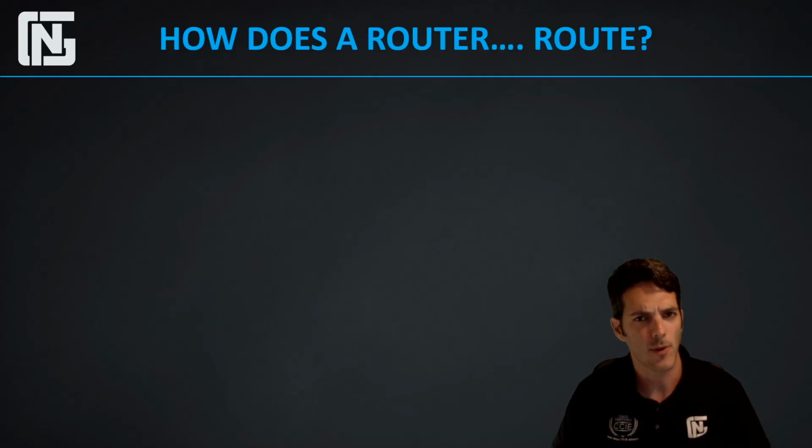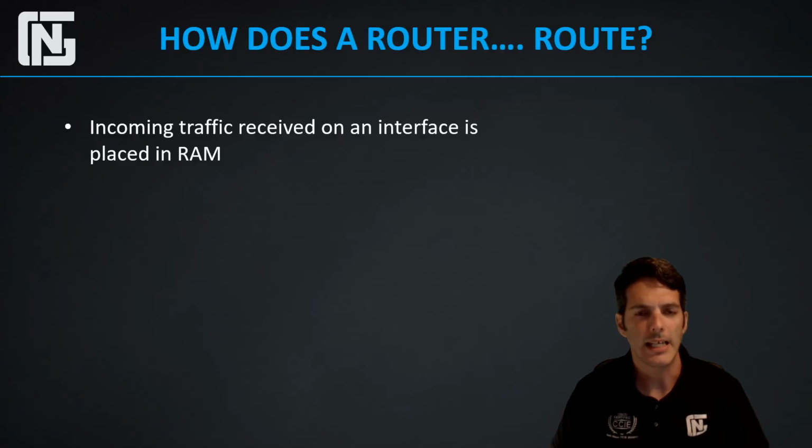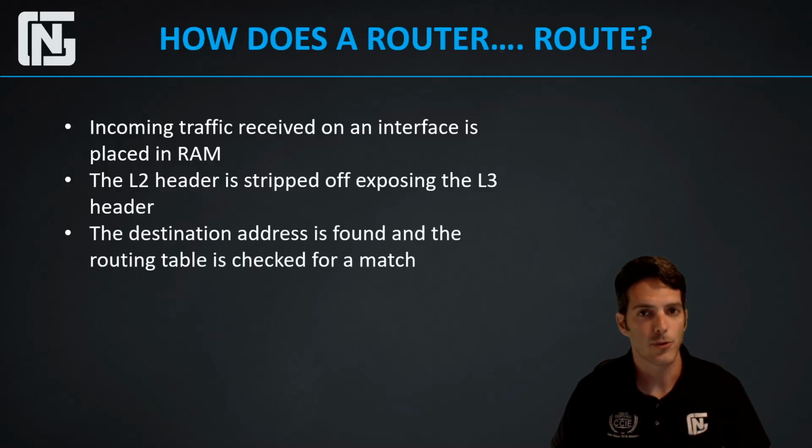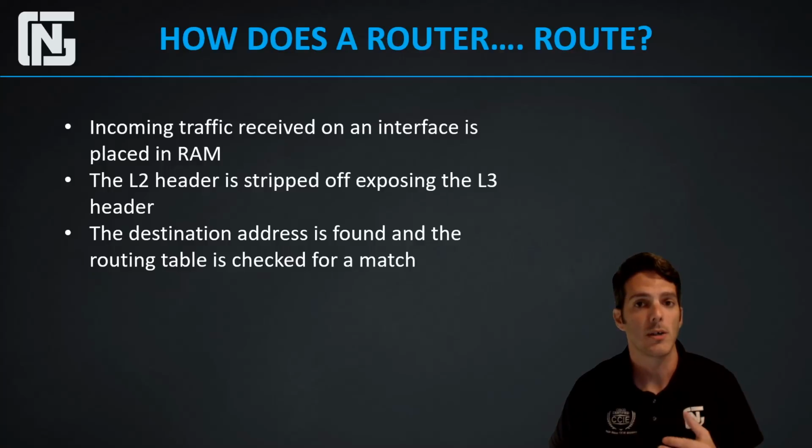So how does a router route? Any incoming traffic received on an incoming interface is placed into RAM. When it's placed into RAM, the layer 2 header is stripped off, exposing the layer 3 header, and with it the destination address. The destination address is used to reference the routing table to see if there's a match for the router to use to forward the traffic.